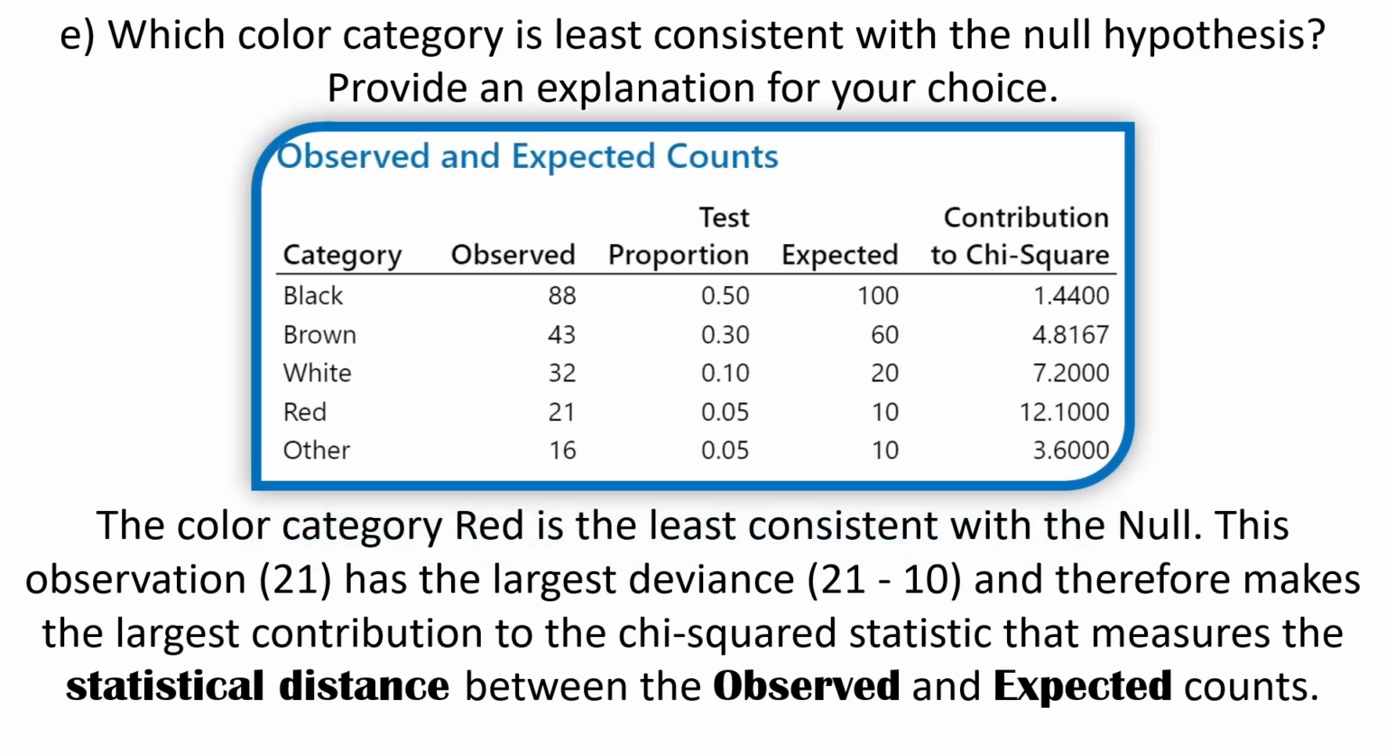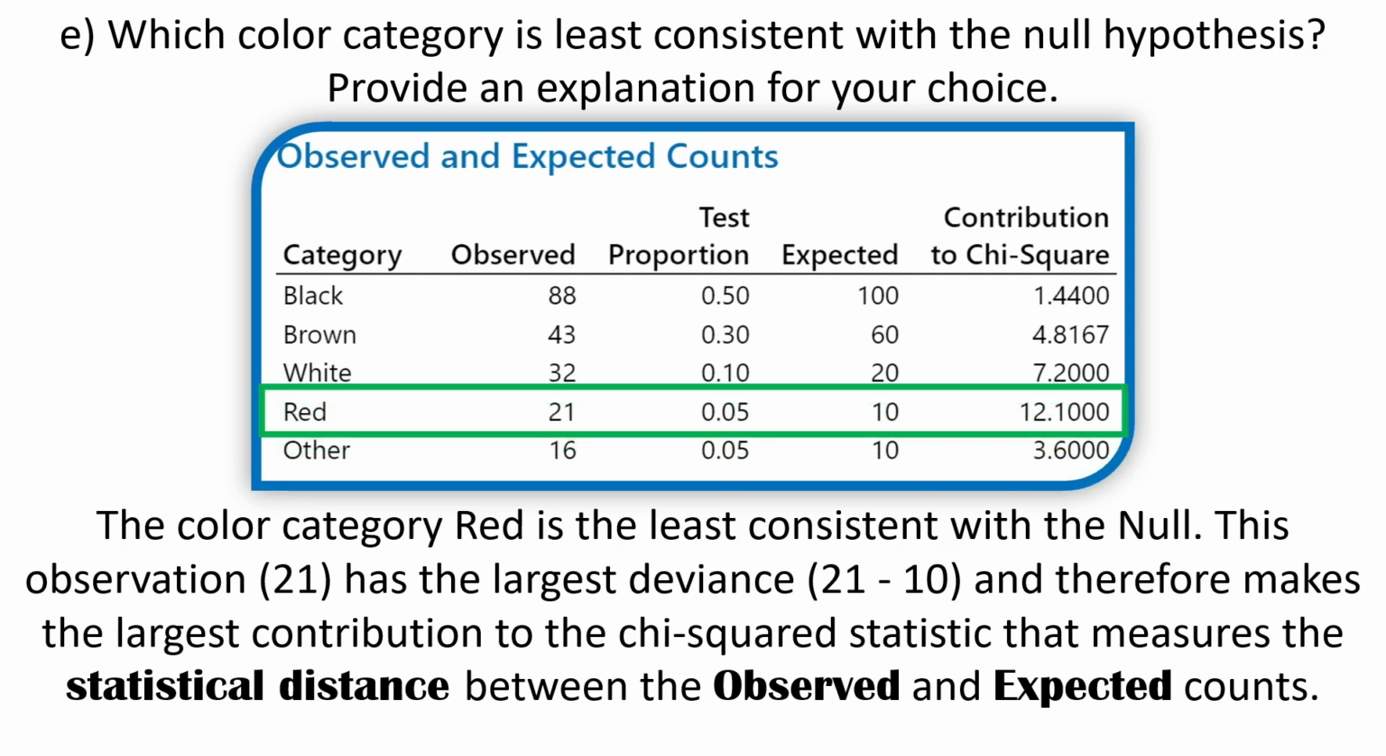Well, remember that when you're conducting these chi-squared tests, what you're measuring with the chi-squared statistic is the statistical distance between what you observed and what you would expect to see if the null was true. So it's the distance between the column called observed and the column called expected. And if you look at those chi-squared contributions, the category that made the biggest contribution would be red handbags.